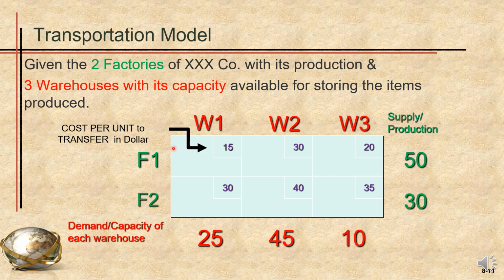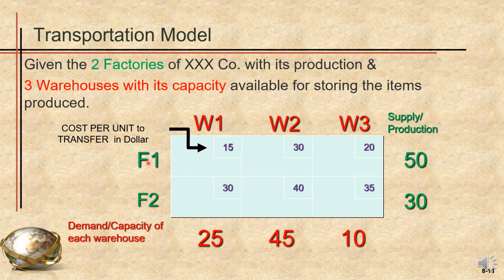So, the transportation model will not be complete without the cost per unit. These figures that you see in the upper right-hand corner of the small boxes, we call the cost per unit in dollars to transfer a good from the source to the destination. This simply means that if you transfer one unit or one product from factory 1 to warehouse 1, you will incur 15 pesos per unit.